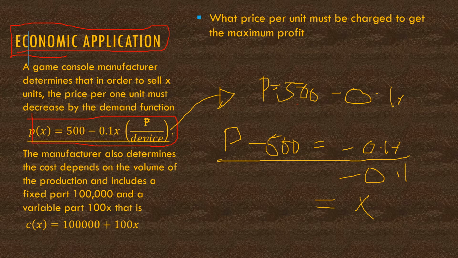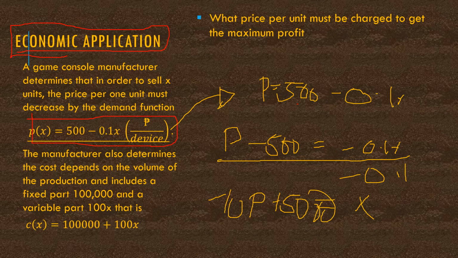One divided by 0.1, that is 10. So that is negative 10p. Negative 500 divided by negative 0.1 is considered to be 5,000 plus 5,000.